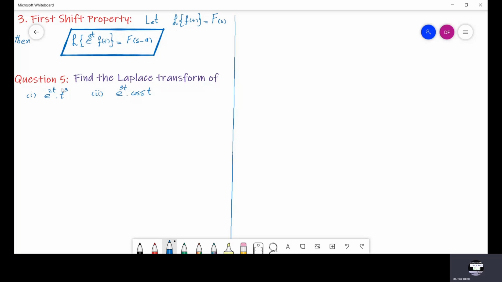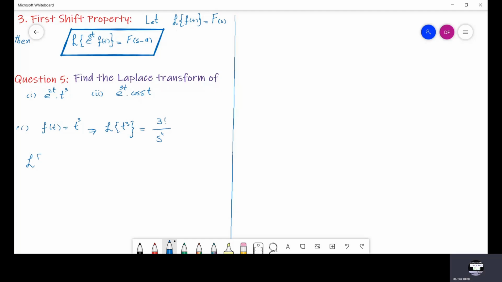Let us solve question number 5. Find the Laplace transform of e power 2t into t cube and e power 3t cos 5t. To solve part number 1, here f of t is equal to t cube. And now let us find its Laplace transform. So Laplace transform of t cube is equal to 3 factorial divided by s power 4.